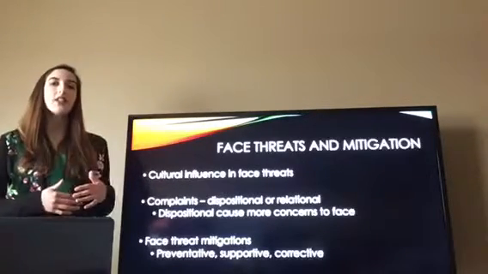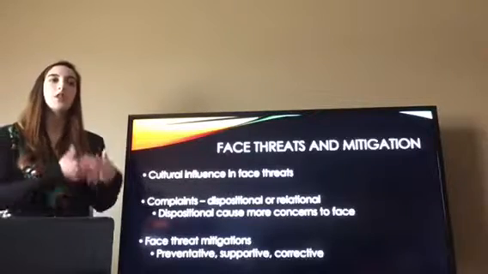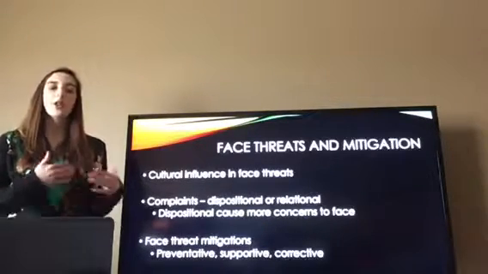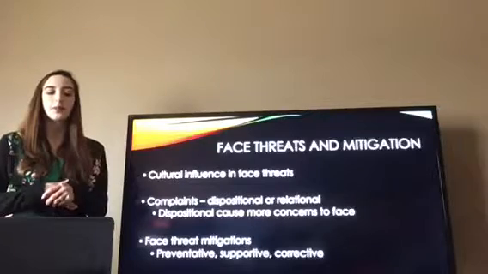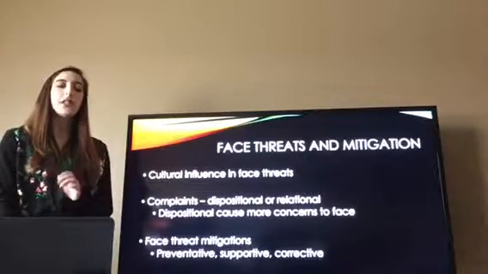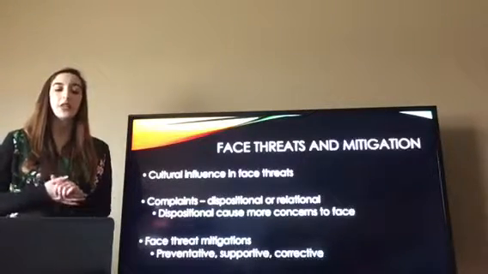Relational complaints are more concerned with the general dissatisfaction that a person feels in the relationship. It may not necessarily attack the other person personally for their face, but may attack or threaten the face of the relationship. However, there are three different ways that people can mitigate these face threats.